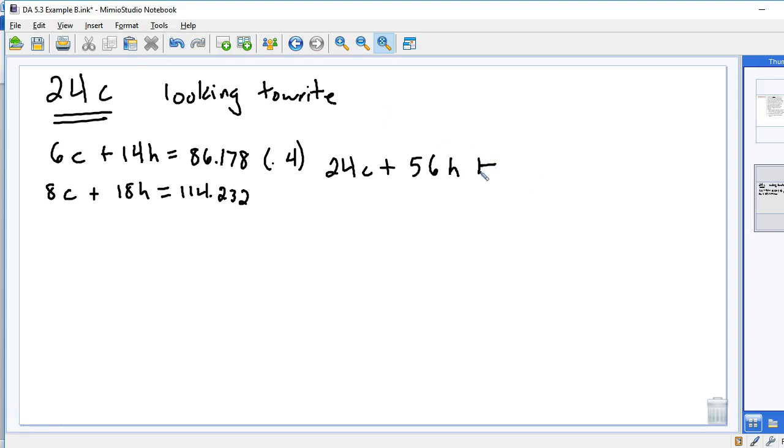It's going to equal 86.178 times 4. And I'm going to get that number in a little bit. I'm just going to write this out for now. All right, and we'll actually get that to be a number in a little bit.